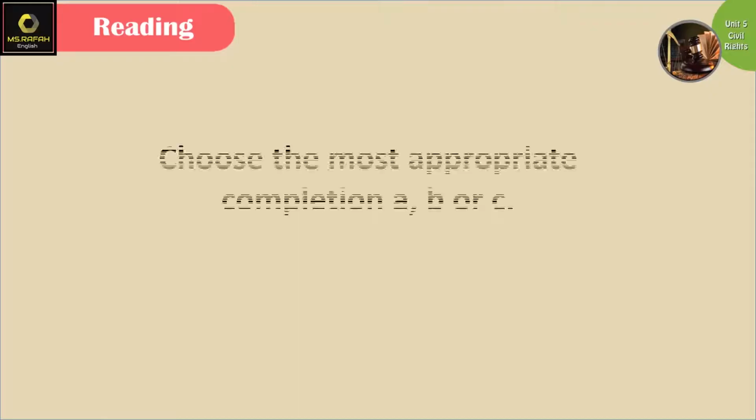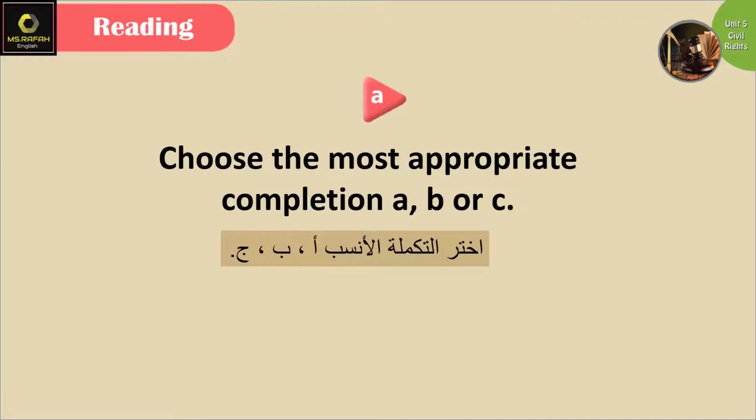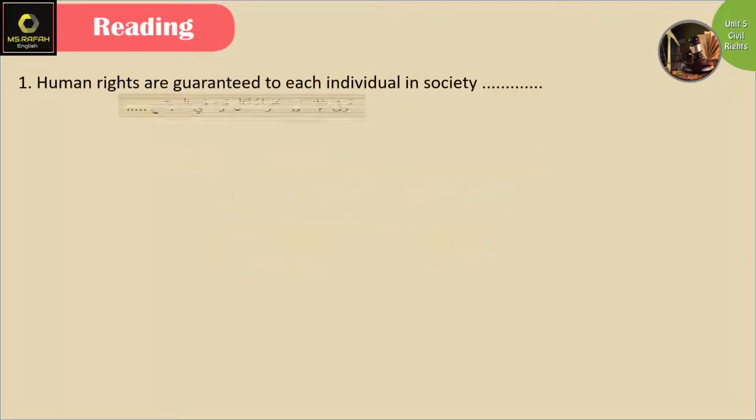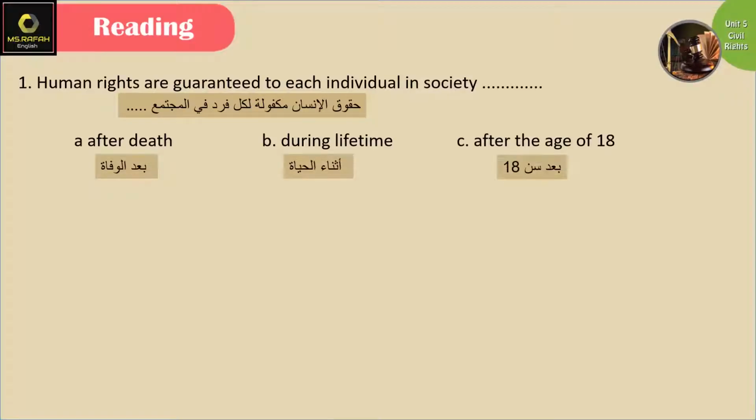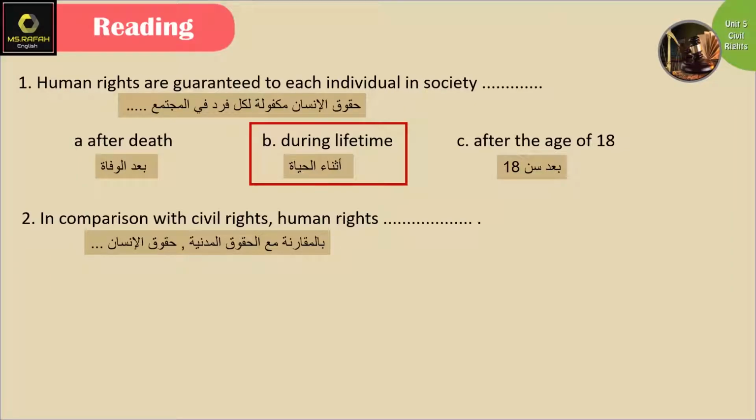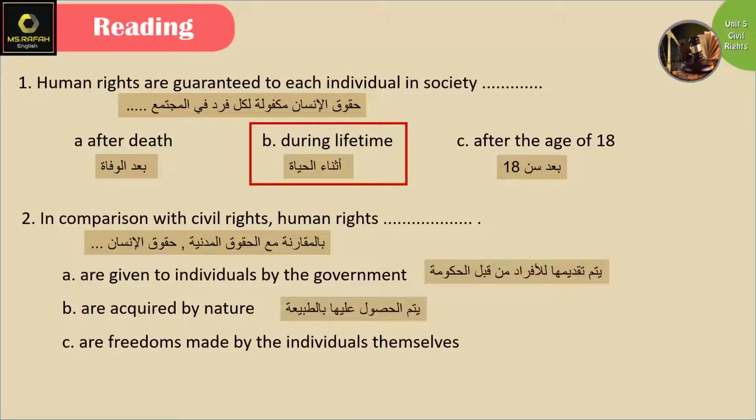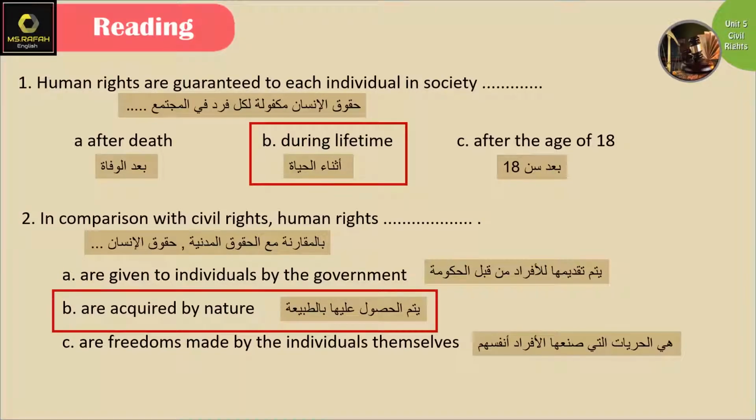Now let's answer the questions. Choose the most appropriate completion, A, B, or C. Human rights are guaranteed to each individual in society during lifetime. In comparison with civil rights, human rights are acquired by nature.